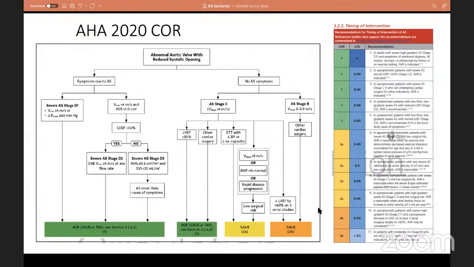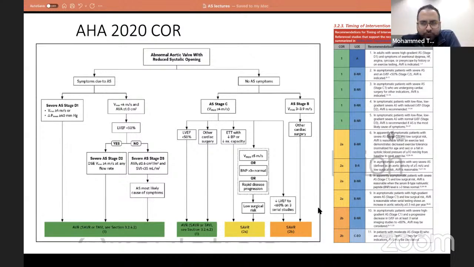And for other cardiac surgery, as in concomitant, this would be class 2B if it's moderate. Yes, it's moderate. So it's very important to know the class 2A indications for aortic valve stenosis.